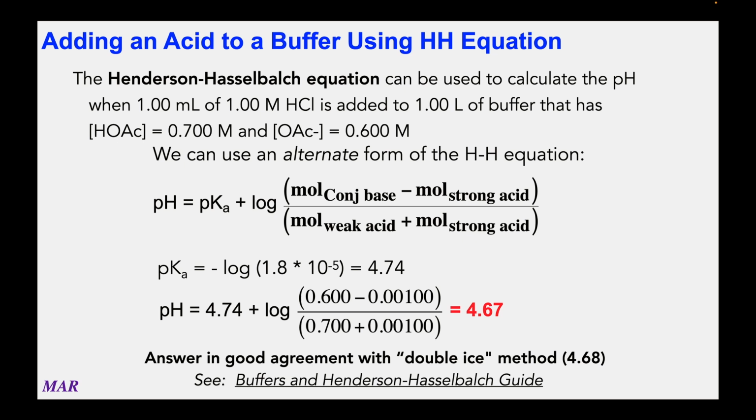So I do think Henderson-Hasselbalch is a great time saver. It's great for dealing with strong acids in buffers, and as we'll see on the next page, also with strong bases in buffers. It really makes the calculations a lot easier. Double ice is tedious, but man, Henderson-Hasselbalch, rock on.